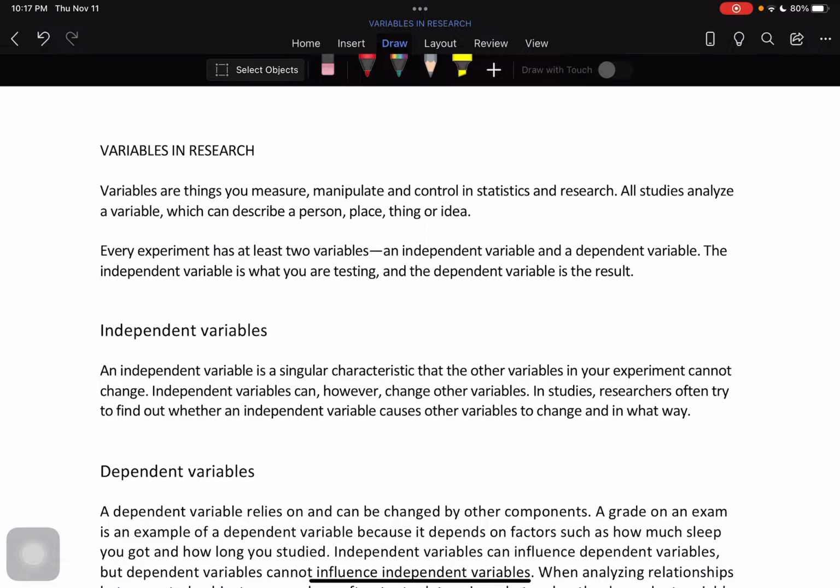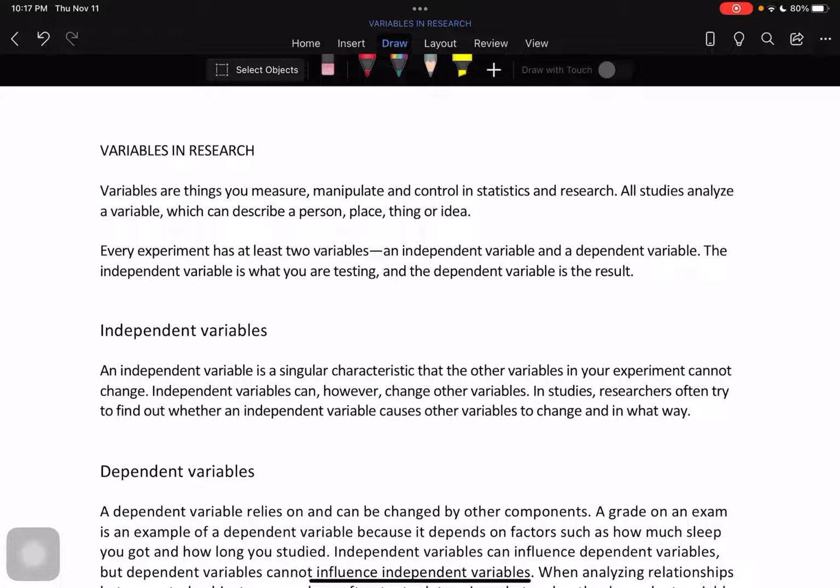This is Doc at Padama, and this time we're going to discuss the different variables used in research writing, specifically the independent and dependent variables. How are they defined and how are they different from each other? What is the role and characteristic of an independent variable as well as a dependent variable?